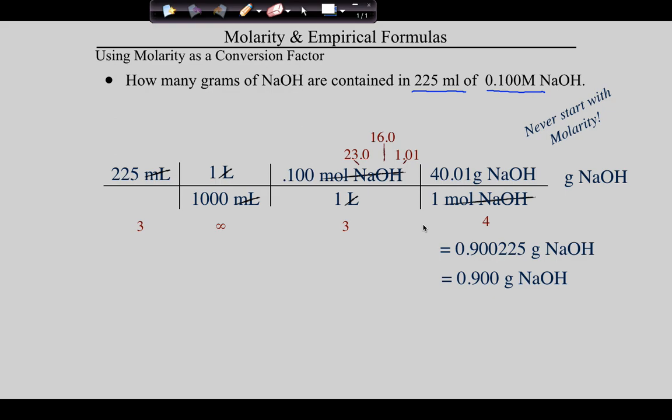So, guys, here's what that means. If you want to make 225 milliliters of this 0.1 molar NaOH solution, all you got to do is weigh out 0.900 grams of NaOH pellets, dump it in here, fill it up to 225, give it a shake, and you're doing lab. You get the idea? Okay.